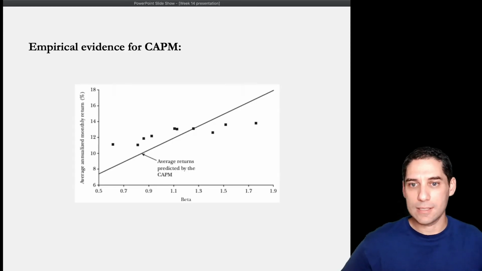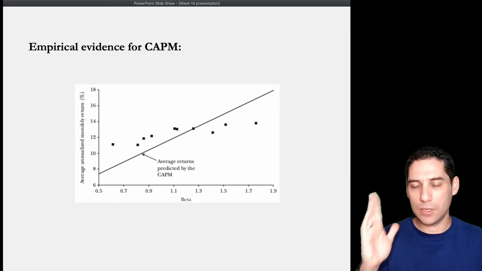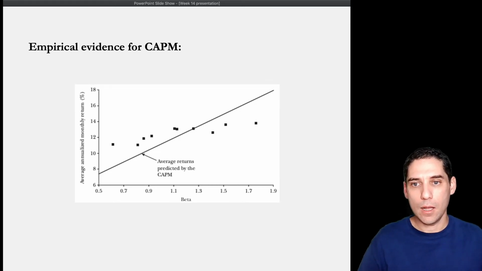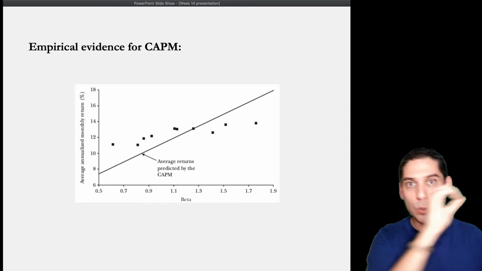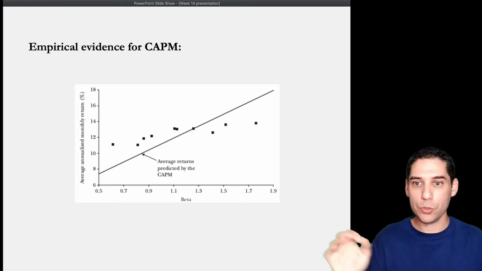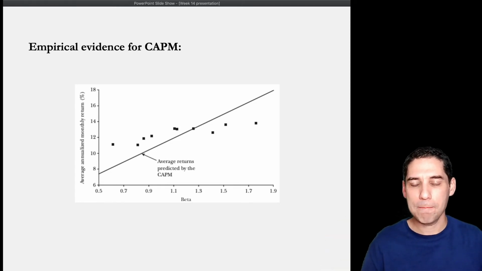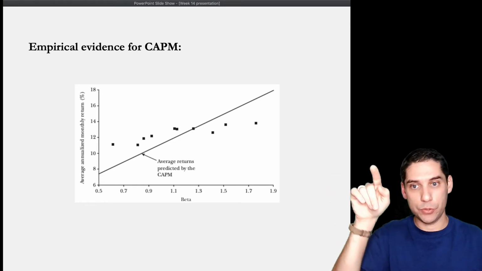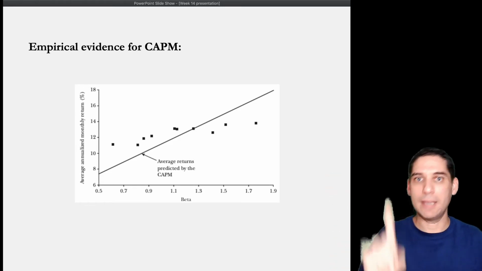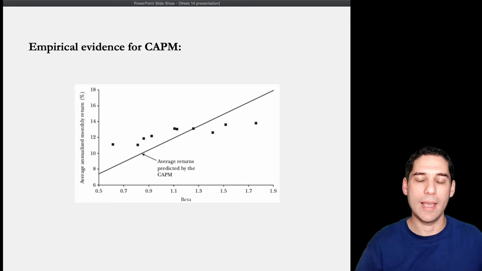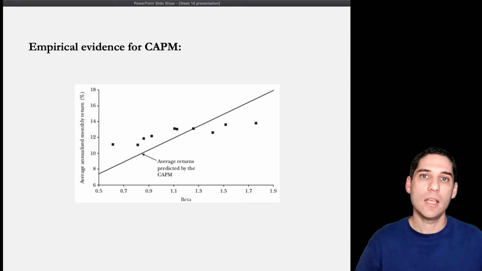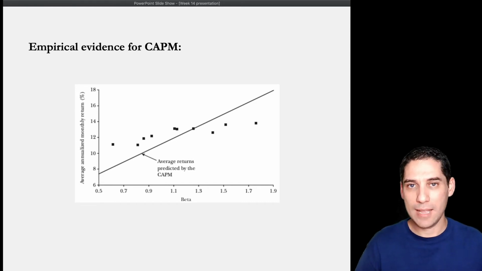When you do this analysis, here's what we observe. Beta is on the x-axis. Average historical annualized returns are on the y-axis. The boxes are each of those 10 portfolios, from the lowest beta to the highest beta, and their returns. So for each box, you see its beta on the x-axis and its return on the y-axis. And then the line is what CAPM says should be the relationship between returns and beta.